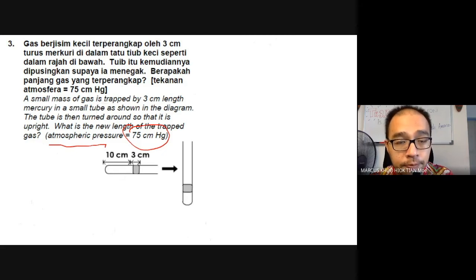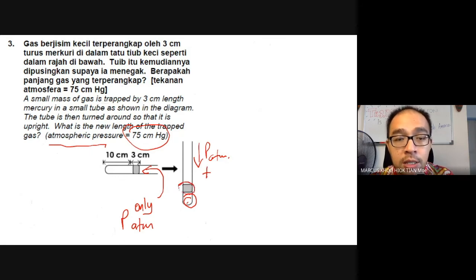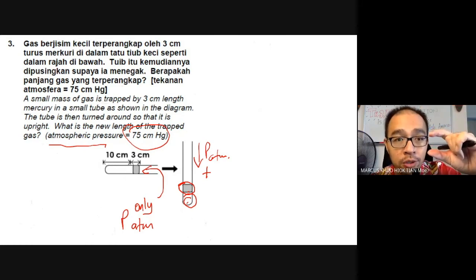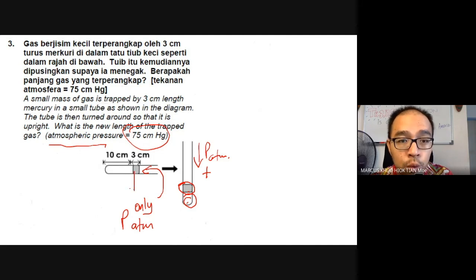In this situation, the gas over here is being pushed by only atmospheric pressure. Whereas in this situation, the gas over here, obviously it is an open tube, is being pushed by atmospheric pressure plus the pressure because of this 3 cm. Because when we put the gas tube this way, the 3 cm of mercury is going to go downwards because it is being pulled by gravity. Whereas in the other case, the 3 cm is not going to do anything because it is being pulled this way, so it's not going to push against this gas. Whereas in this case, it's going to push against the gas because it's being pulled down by gravity.